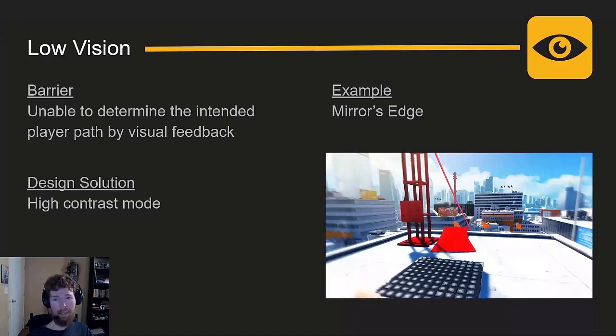Now, a game that addressed low vision barriers in an interesting way is Mirror's Edge. It had a high contrast mode that guides the player, built into the very core of the game, where objects within the game are highlighted in this bright red color, sort of like yellow paint of today, but red, and with style.